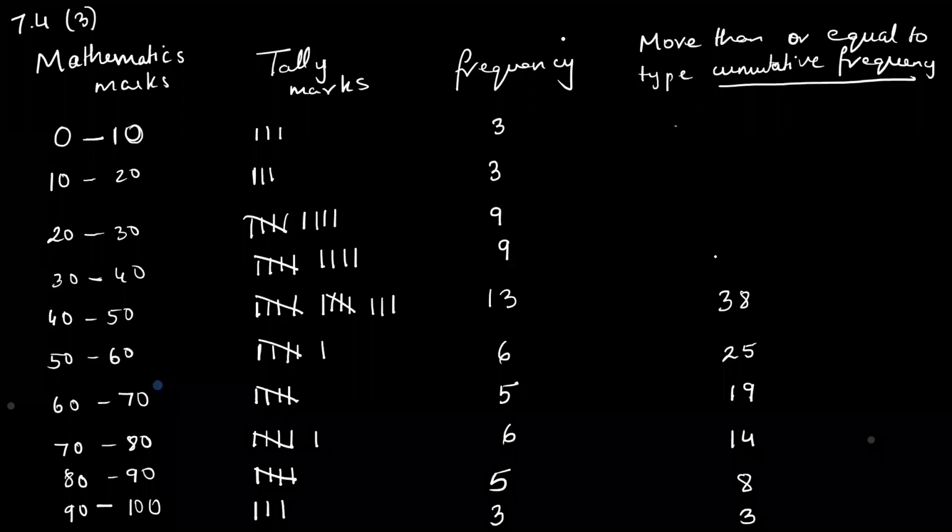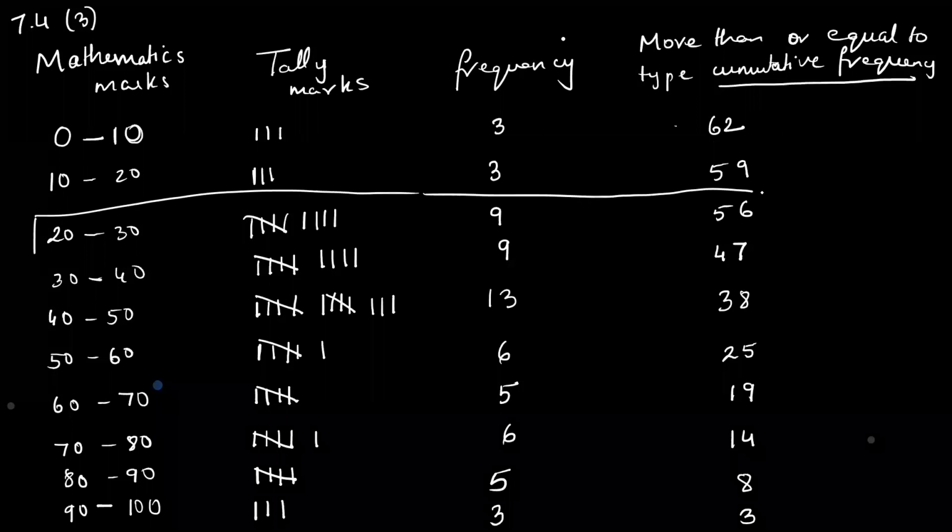47. Correct. When you are adding 9, just add 10 and minus 1. So 47 plus 10 is 57. Minus 1 is 56. 59. 62. Correct. Okay. So now, can you tell me about this 56?